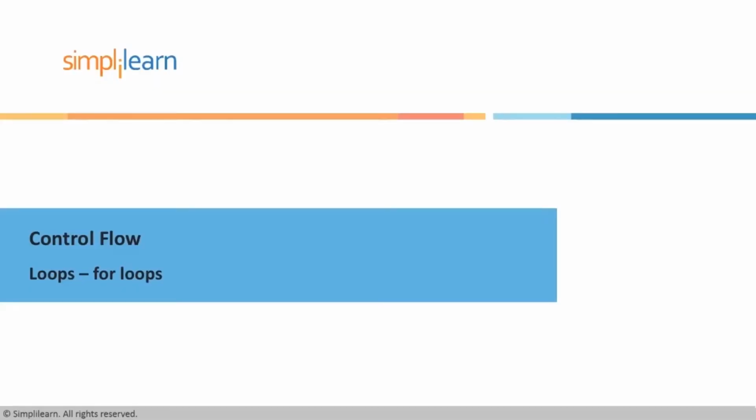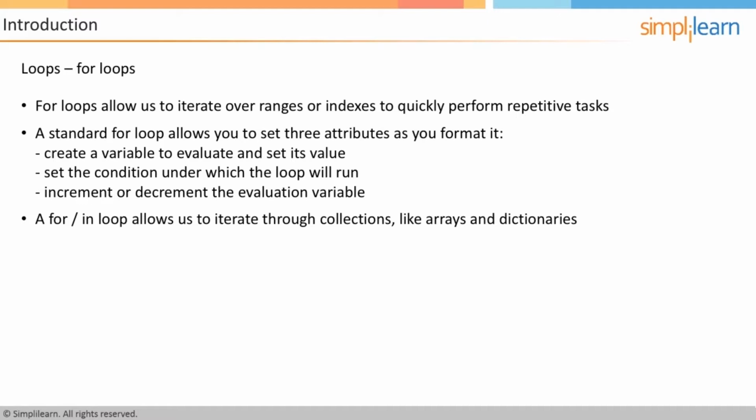So we're still talking about control flow, but we're going to switch to loops, and specifically the for and the for-in loop. So it's time for your tech info bite on loops. For loops allow us to iterate over ranges or indexes quickly to perform repetitive tasks. The standard for loop allows you to set 3 attributes as you format it: to create a variable to evaluate and set its value, to set the condition under which the loop will run, and to increment or decrement the evaluation variable. And a for-in loop allows us to iterate through collections like arrays and dictionaries. So let's take a closer look at loops.